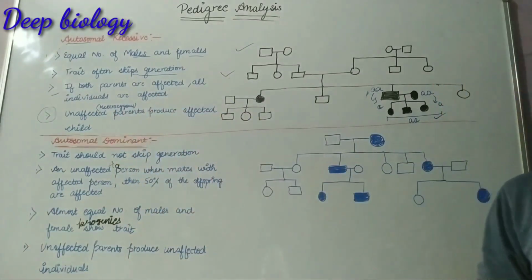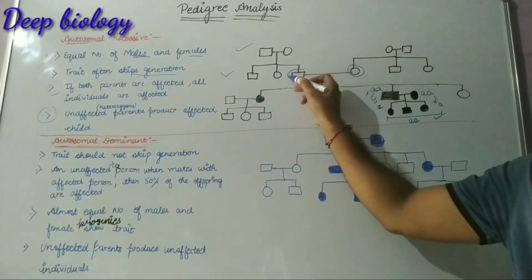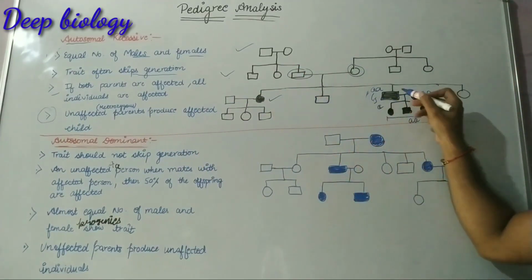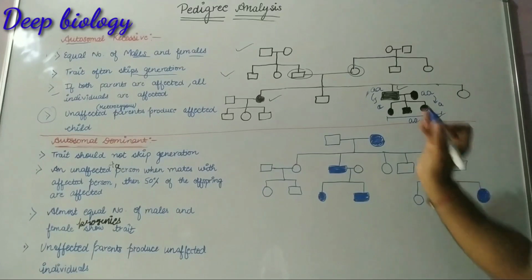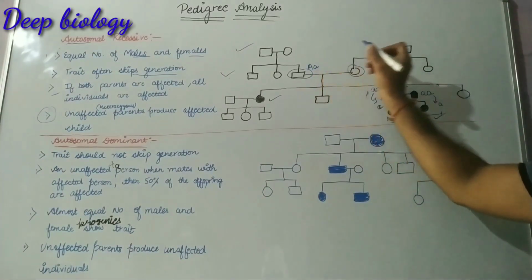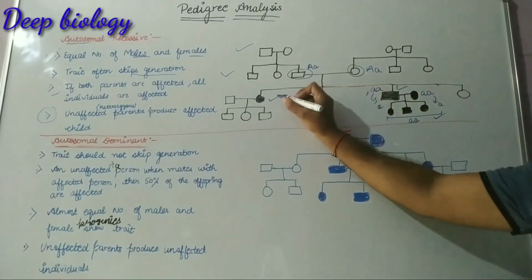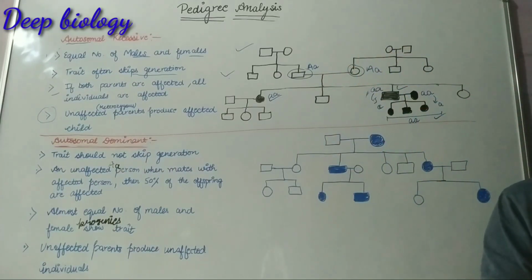When unaffected parents, it means when parents are normal, as in this case, produce an affected child, this suggests that this is autosomal recessive. In this case, the parents are in a heterozygous condition. That's why they will pass small a and small a to the affected child, and there is an affected child. That's why these are the thumb points for autosomal recessive.